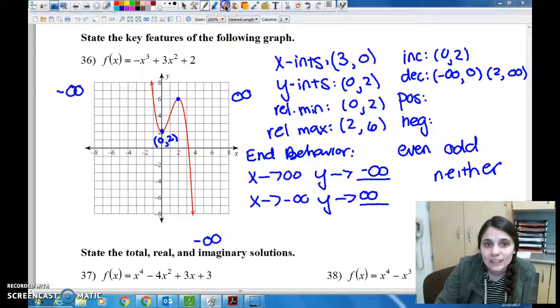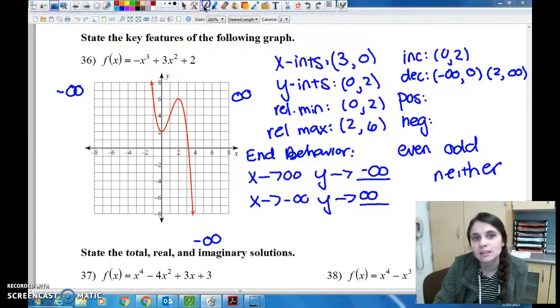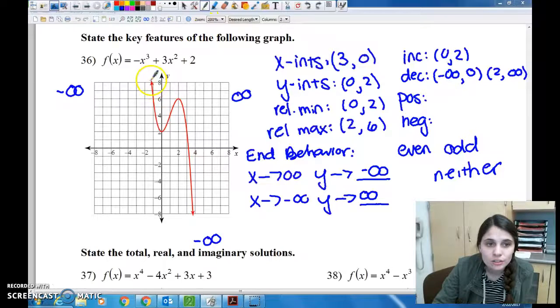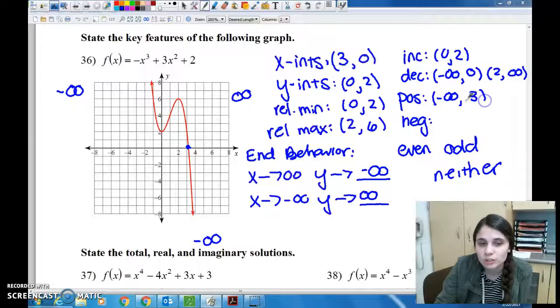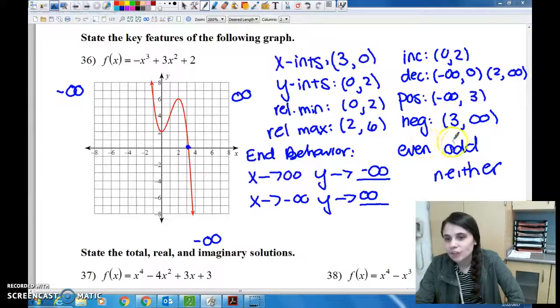Positive and negative we list the same way, but positive is just where it's above the x-axis and negative is where it's below the x-axis. So this is all above, above, above, till here. So from negative infinity till about 3, the graph is positive, and then starting at 3, going on forever to infinity, it's negative. Then we have to decide if it's even, odd, or neither.